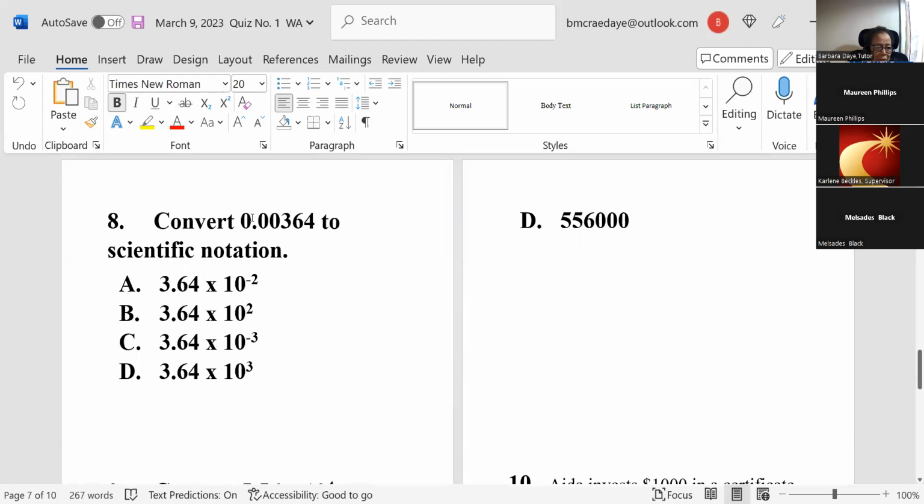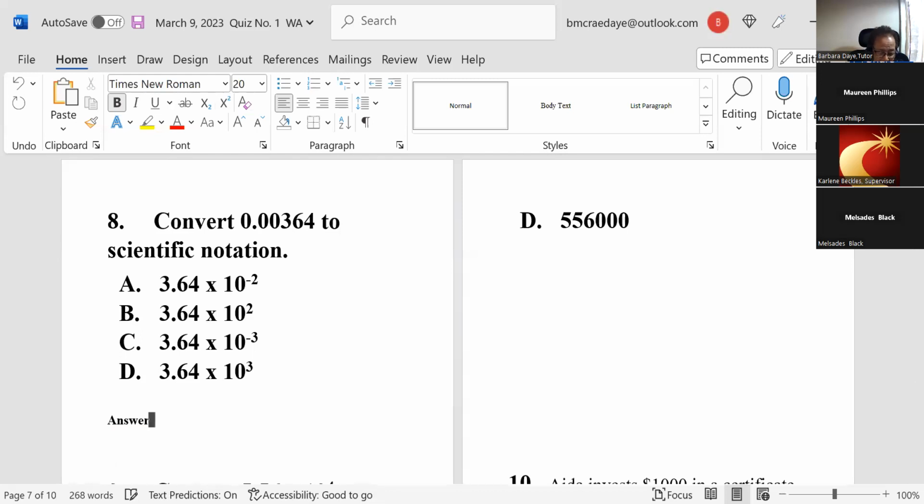C. You move the decimal point from front of the 0 to between the 3 and the 6. So how many places did you move it? 2 places. No, 3 places. 3 places to the right is negative, right? Yes. So it's C. 3.64 times 10 to the minus 3. That's correct. Questions, Mercedes?